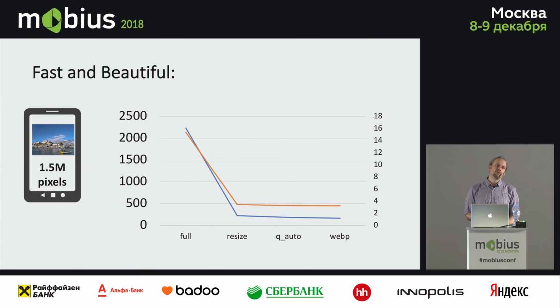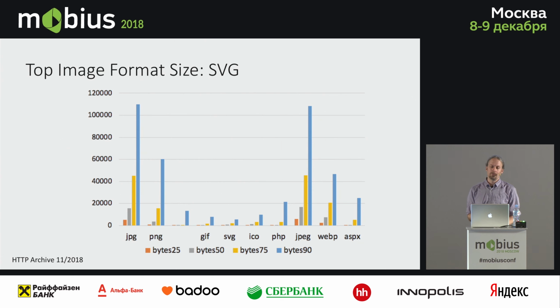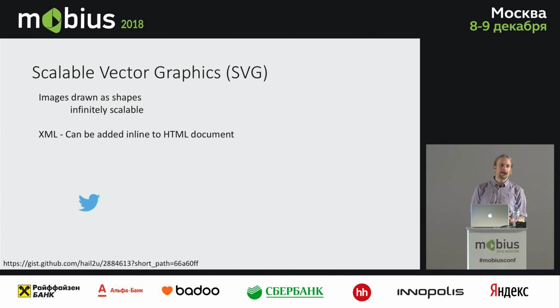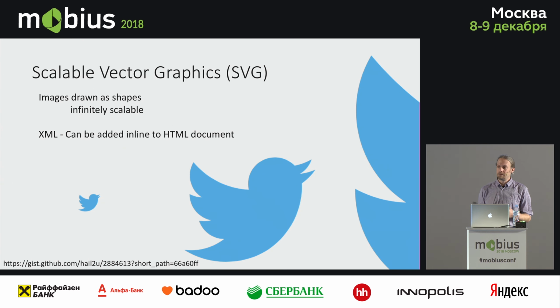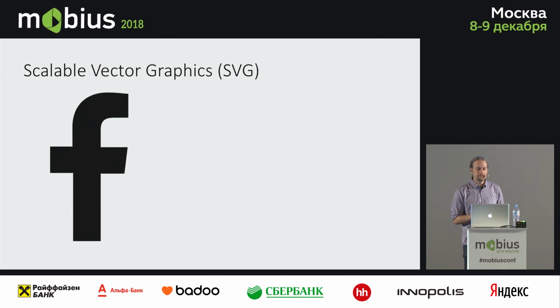Another image format that's really useful that people should look at is scalable vector graphics. And if you look on this chart, they're the smallest on the list, right in the middle. They're super small, and the reason they're super small is they're XML files. You're just drawing images as shapes. They're infinitely scalable, and you can add them inline to your HTML, and they look the same no matter how big you scale them. You have to be careful with vector graphics.